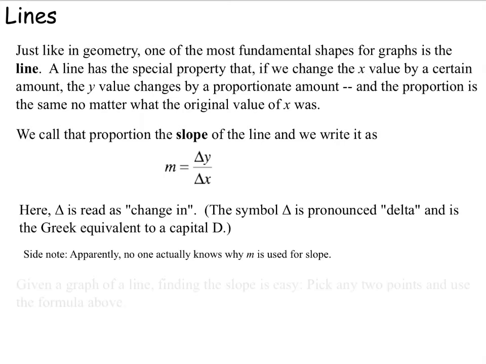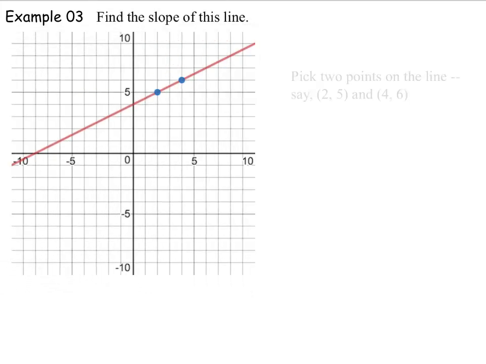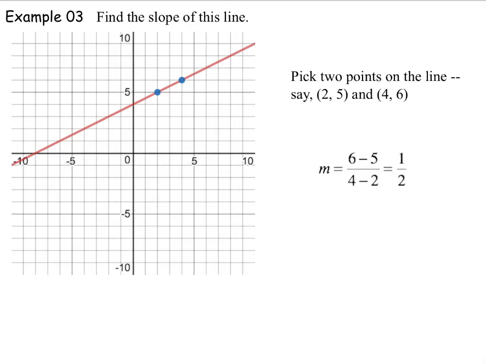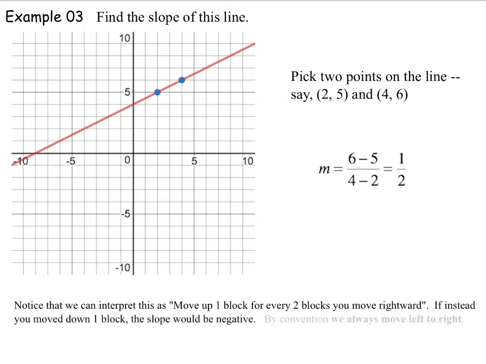Given the graph of a line, finding the slope is easy. Pick any 2 points and use this formula. For example, let's find the slope of this line. Pick 2 points on the line, say (2, 5) and (4, 6). Then the slope, m, is (6 minus 5) divided by (4 minus 2), which comes out to be a half. Notice that we can interpret this as move 1 block up for every 2 blocks over that you move. If instead you move down 1 block, the slope would be negative. But by convention, we always move left to right.